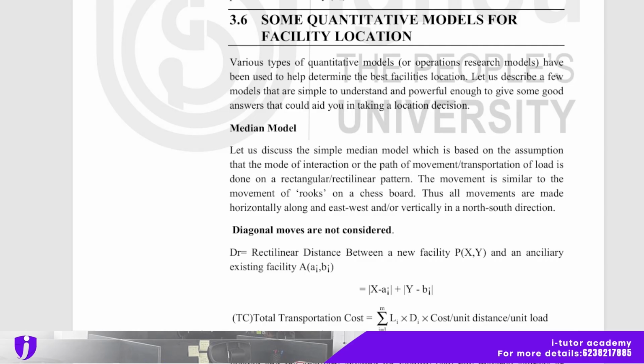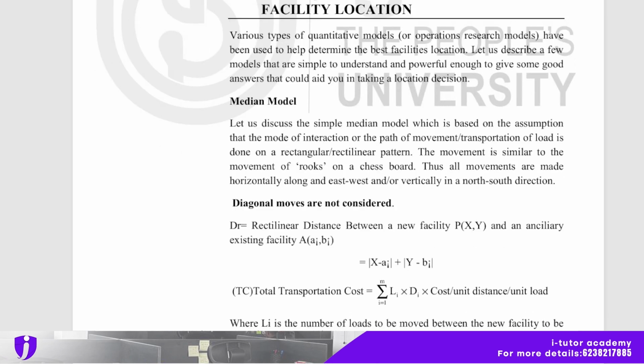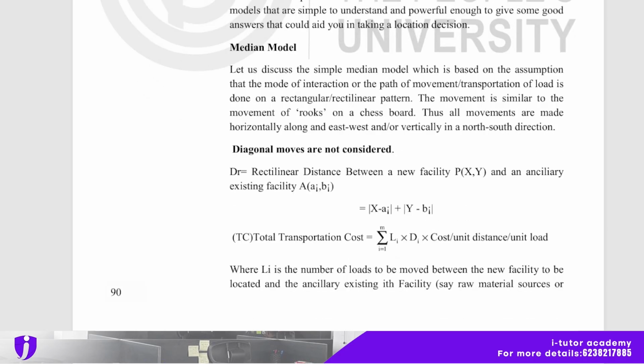Various types of quantitative models or operations research models have been used to help determine the best facilities location. So let us describe a few models that are simple to understand and powerful enough to give some good answers that could aid you in taking a location decision. First one is the median model.